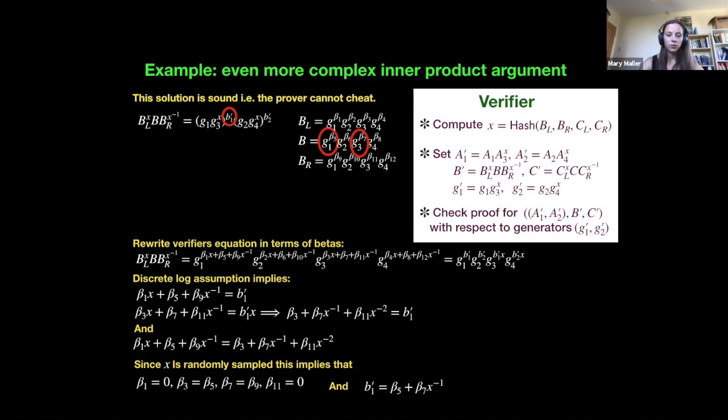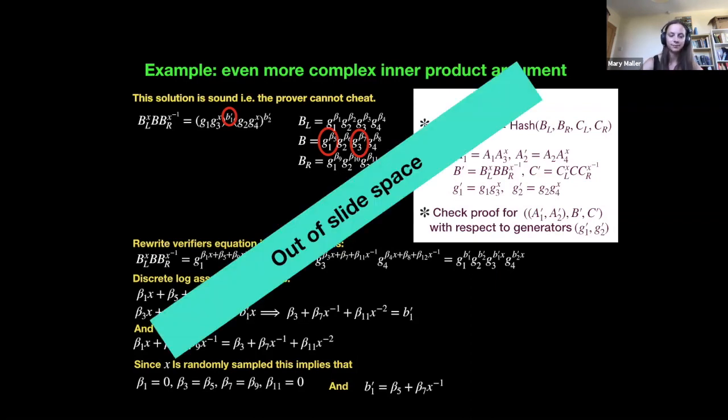So if you then plug this back into your equation, beta 1 x plus beta 5 plus beta 9 x to the minus 1 is equal to B1 dash. And you now know that beta 1 is equal to 0, and that beta 9 is equal to beta 7. This gives you an exact equation for B1 dash.